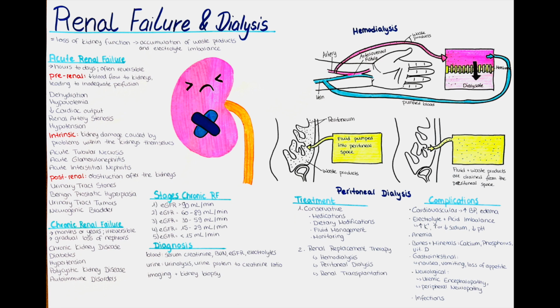Another conservative treatment approach is dietary modifications. This may include restricting certain nutrients like sodium, phosphorus, and potassium, and ensuring adequate intake of high-quality protein. Dietary modifications can help to control blood pressure, manage fluid balance, and reduce the workload on the kidneys.